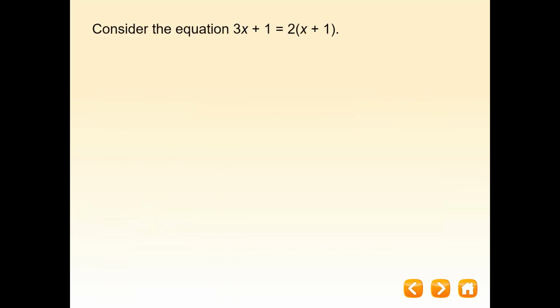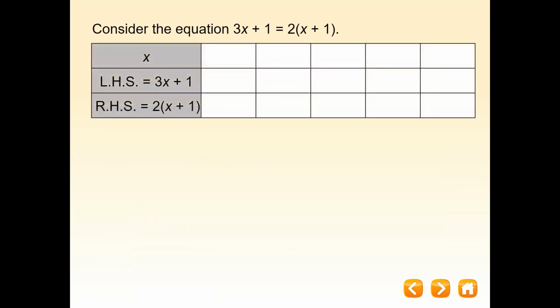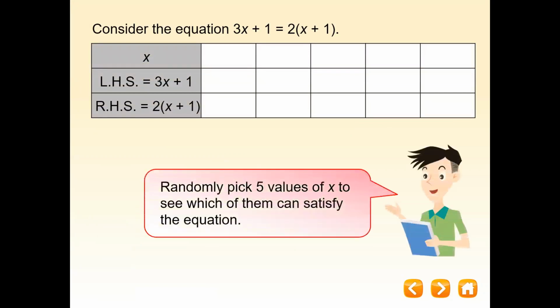Consider the equation 3x plus 1 equals to 2 times bracket x plus 1. Draw a table separating left-hand side and right-hand side like this. Now, we randomly pick 5 values of x to see which of them can satisfy the equation. For example, we choose x equals to -2, -1, 0, 1, and 2.